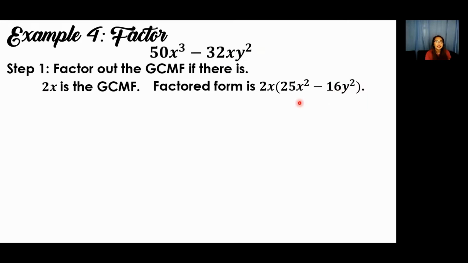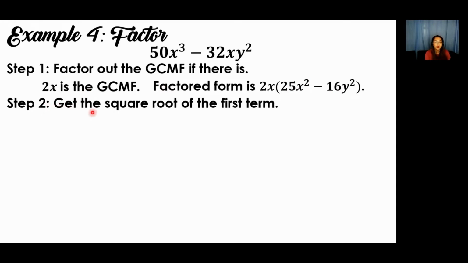Now, kung titingnan natin to, 25x squared minus 16y squared. So, dito na tayo titingin sa factored form. Perfect squares ba itong dalawang to? Okay. May square root si 25, may square root si 16, may square root si x squared, may square root si y squared. So, meron na tayo ngayong difference of two squares dito sa ating naging factored form. So, yan ngayon yung ifa-factor natin.